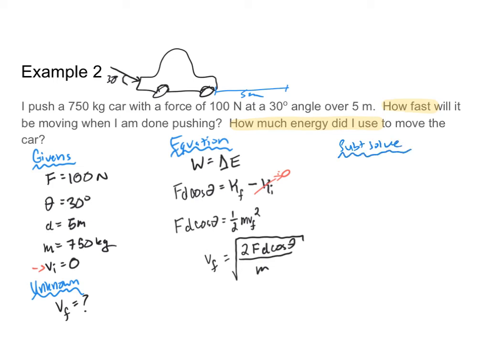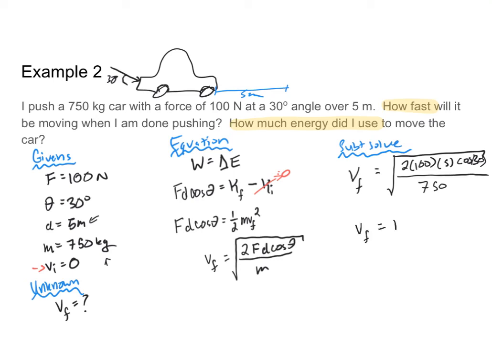So I have found that V final is equal to the square root of 2 times 100 times 5 times the cosine of 30, all divided by my mass of 750 kilograms. You'll notice we're in meters and kilograms. If it was in grams or centimeters, we would have to change into our SI units. Now all that's left to do is plug this into my calculator, and I'll find that my final velocity is approximately 1 meter per second.